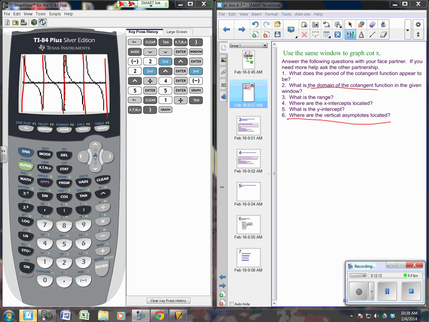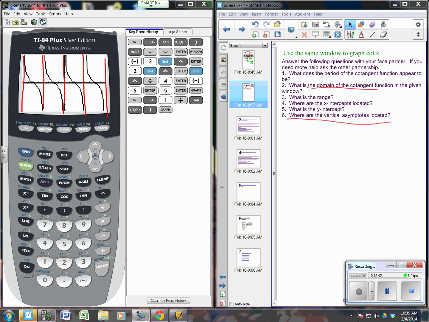So now we can answer question 2. What is the domain? All reals except for multiples of pi. That's right. Good. Everything but multiples of pi. I want everybody to turn. You should have said something like, the domain is all real numbers except multiples of pi.